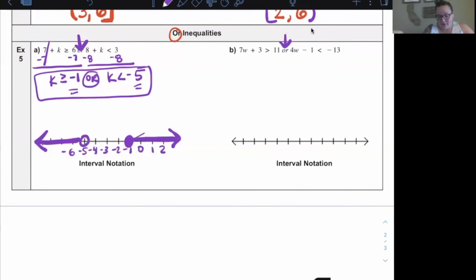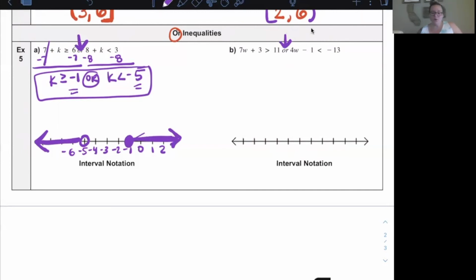So for an or graph, you don't include the numbers in between -5 and -1 because -3 isn't greater than -1 and less than -5. So we can't use these numbers in between. Our solutions are all of these numbers.